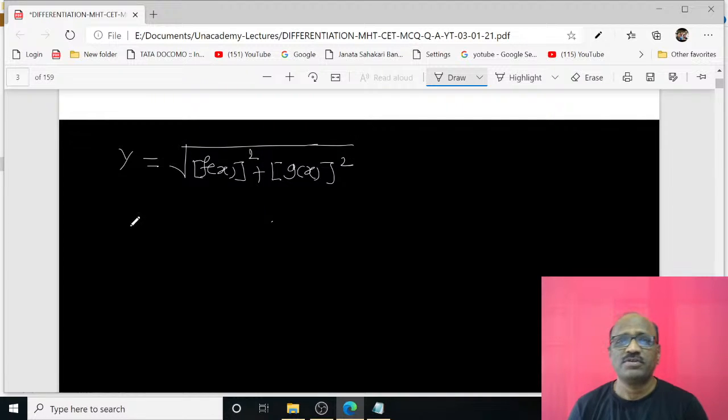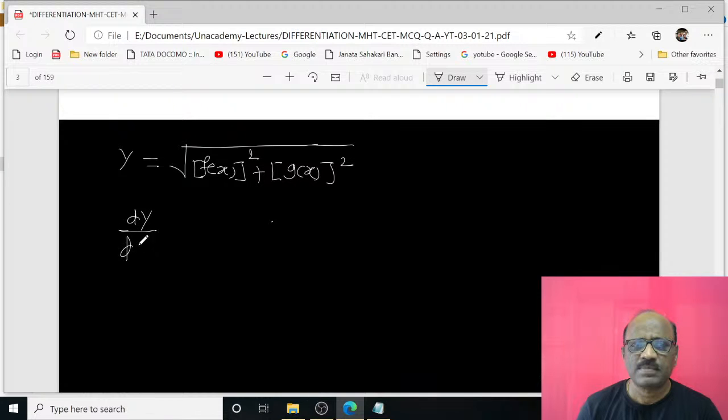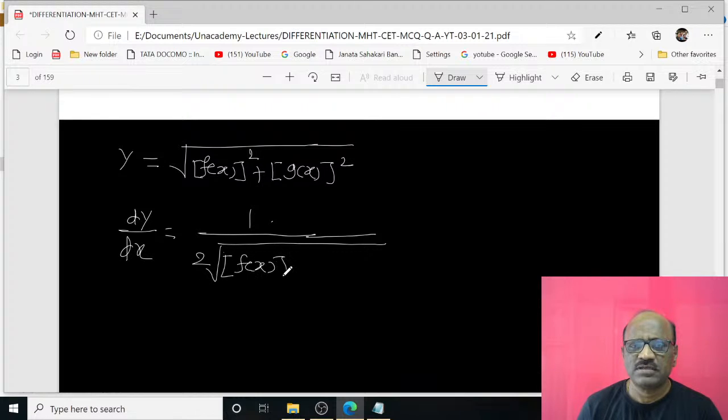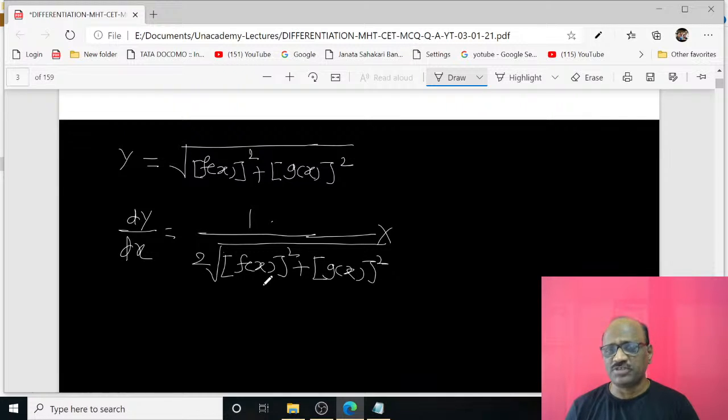In a similar manner, we will find the derivative of this function, that is, differentiate this with respect to x. That is dy by dx. dy by dx is equal to 1 upon 2 root of f of x bracket square plus g of x bracket square, into the derivative of, this is a composite function.